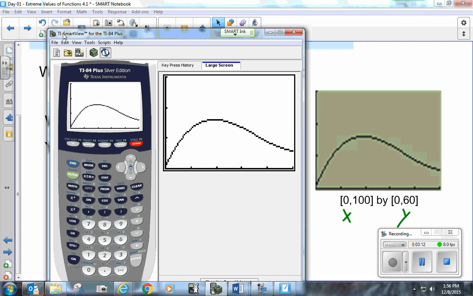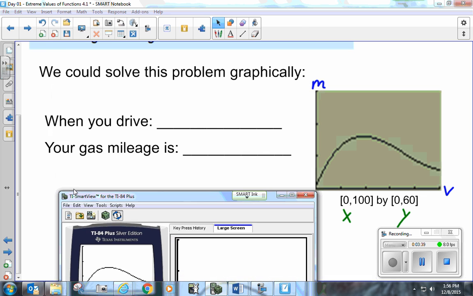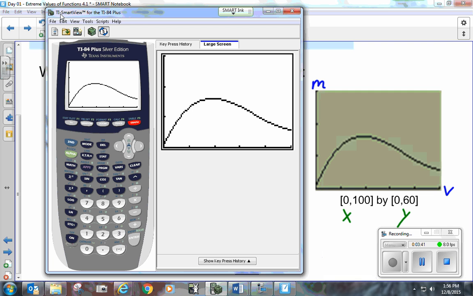Now, if I want to find the best mileage, let's not forget, our mileage is our y. And our variable v, which is, I guess, our speed, velocity, is the x-axis. I want to find, what does it say in our notes? When you drive what, your gas mileage is what? All right, well, how do we find that? It's probably at this point right here, our max point. That maximizes, that optimizes our situation.